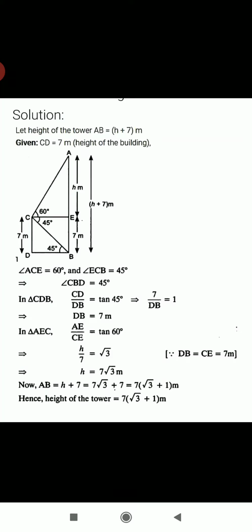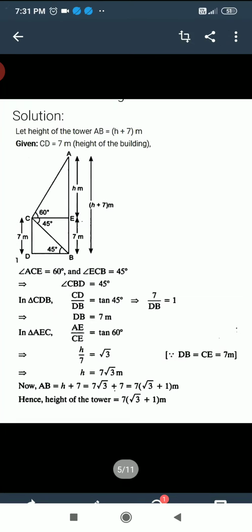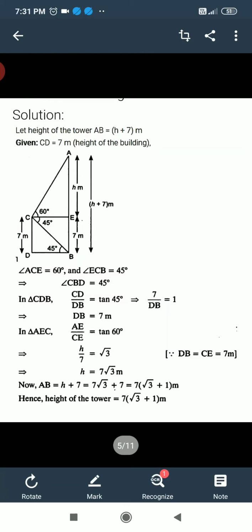Now in the figure you can see the alternate angles: ECB is equal to CBD is equal to 45 degrees. And in the rectangle the opposite sides CD equal EB, 7 meters. Now let AE be H, therefore AB is H plus 7. Angle of elevation at C is 60 degrees, angle ECB is 45 degrees. So in triangle CDB you can take tan 45 equals CD upon DB equals 7 upon DB. So you can solve DB as 7 meters.